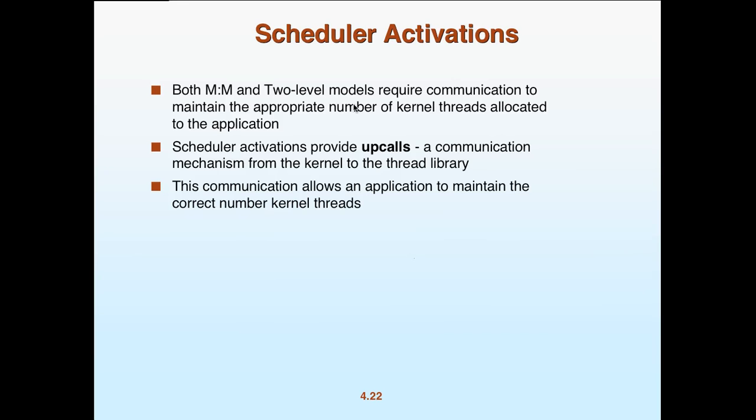So both many-to-many and two-level models require communication to maintain the appropriate number of kernel threads allocated to the application. They need to communicate with each other so that they're not duplicating activation records, causing more work for themselves than actually needed. Scheduler activations provide upcalls. An upcall is a communication mechanism for the threads in the thread library to call to themselves to synchronize their activations. Communication also allows an application to maintain the correct number of kernel threads by allocating the scheduled activation records per thread.